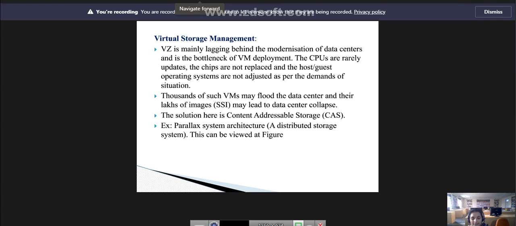Parallax is a distributed storage system customized for virtualization environments. Content addressable storage is a solution to reduce the total size of virtual machine images, and therefore it supports a large set of virtual machine based systems in data centers. So, this is called virtual storage management.